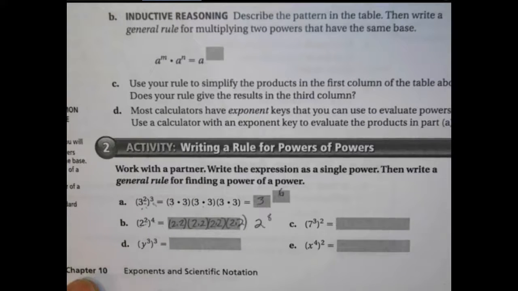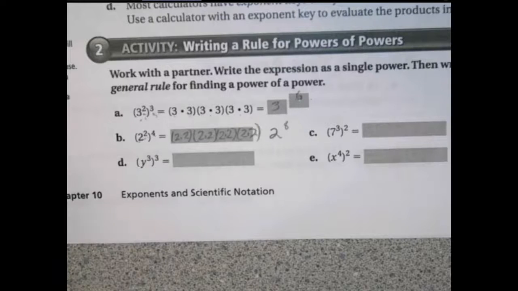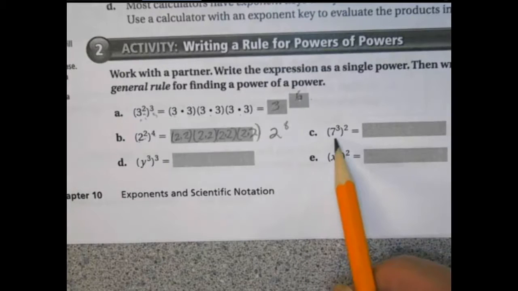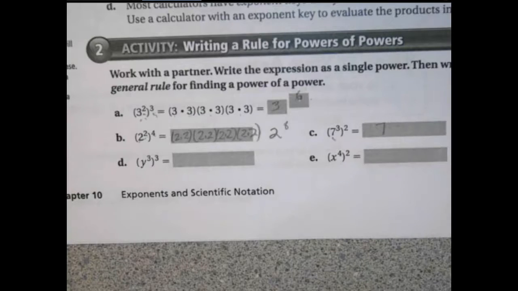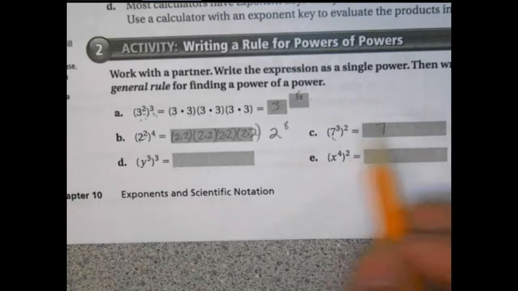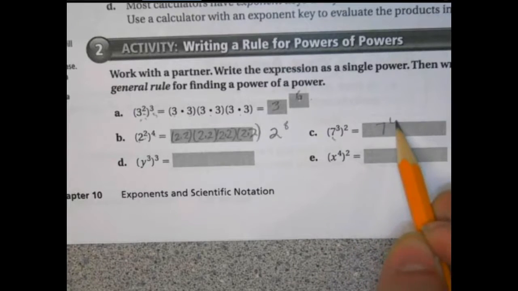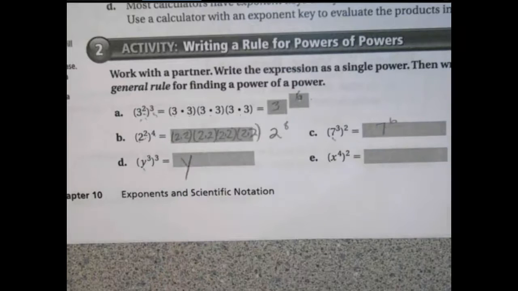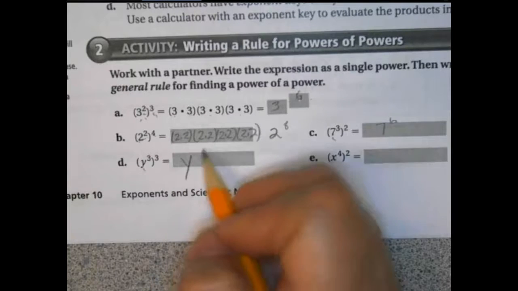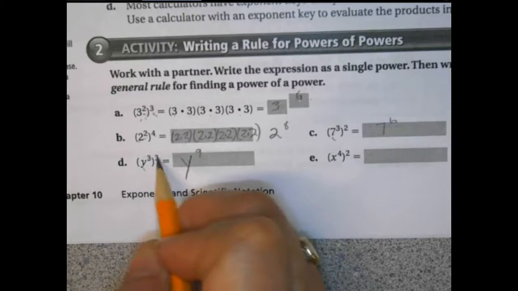Do C and D. All right. So looking at C, what is my base going to be? 7. What is my exponent going to be? Because 6 is 3 times 2, correct? What about this one? What's my base going to be? And what's my exponent? Because 9 is the same as 3 times 3.